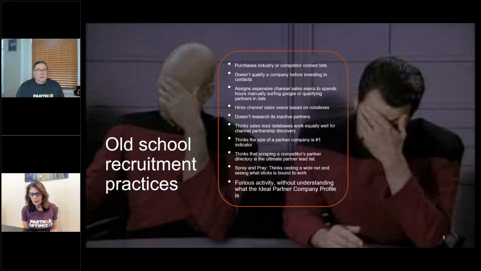The first thing that channel chiefs tend to do when they're looking at recruiting is to purchase an industry or competitor contact list. Sounds like a great idea at first, but so much of what you receive in there are contacts which may be old. They may not actually be at the right companies who have the right qualifications to be your best partners. And just because they may be on a competitor's list of partners, it doesn't mean that they're actually good partners to that competitor. So we see a lot of time wasted and false hopes created by having these lists of contacts, which end up being primarily wasteful. Clint, you take the next one.